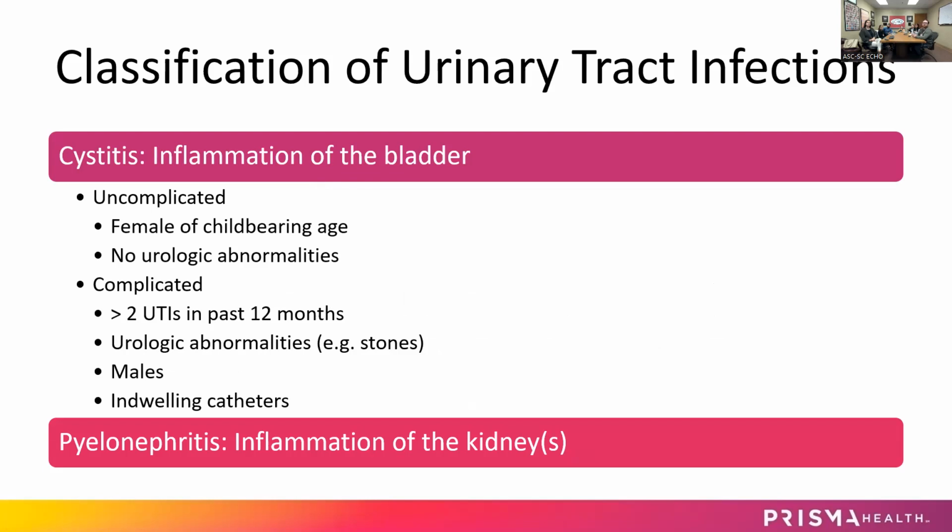Uncomplicated cystitis is essentially patients who are females of childbearing age with no urologic abnormalities. Complicated is going to be patients who have multiple UTIs within the past year, urologic abnormalities, including stones, males with cystitis, and also patients with indwelling catheters. And then pyelonephritis or upper urinary tract infection is going to be an inflammation of the kidneys, so this is going to be kidney infection.